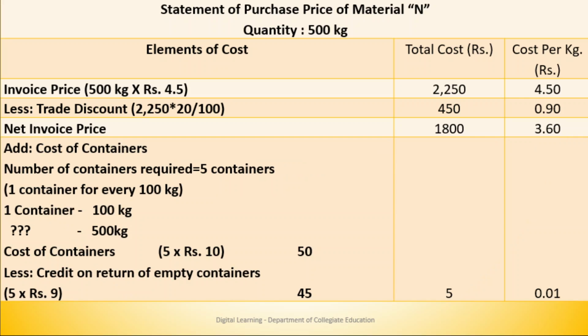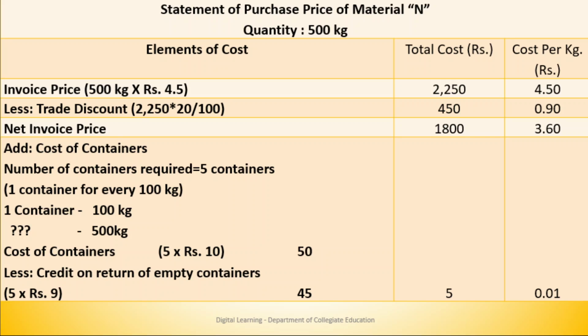We add the cost of containers. So first let's calculate the number of containers required. If it's one container for 100 kg, for 500 kgs we require 5 containers. The cost of container given in the problem is 10 for each container. So for 5 containers, total cost comes up to 50. Less: there's a credit on return of empty containers. So for each container, you get rupees 9. We return 5 containers. 5 into 9 comes up to 45.